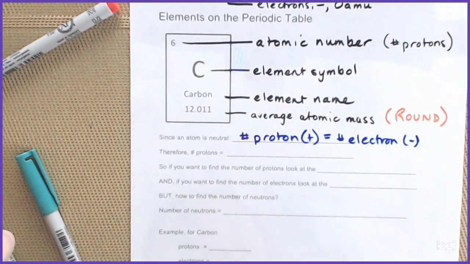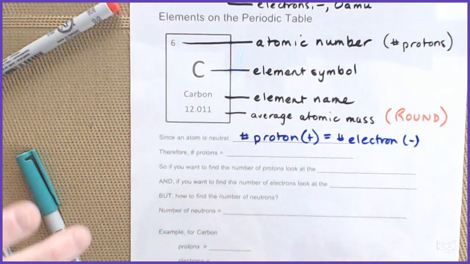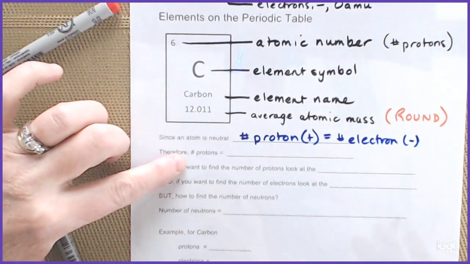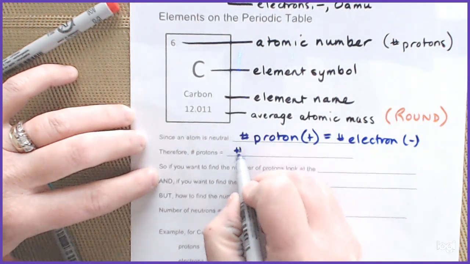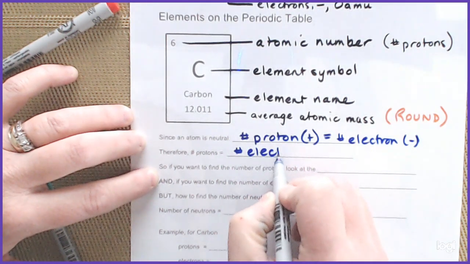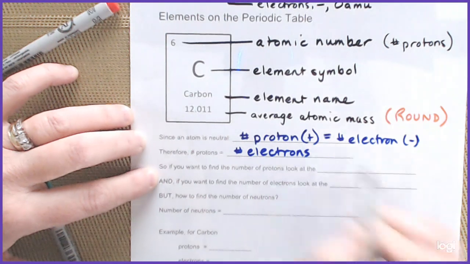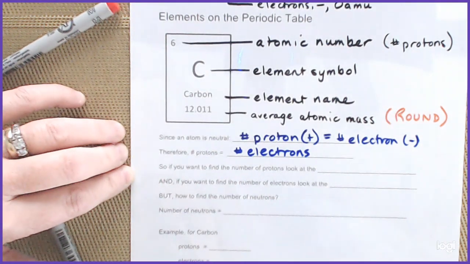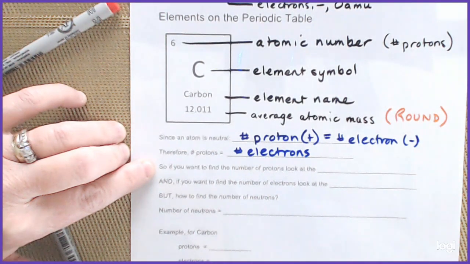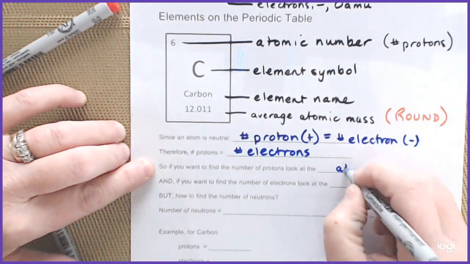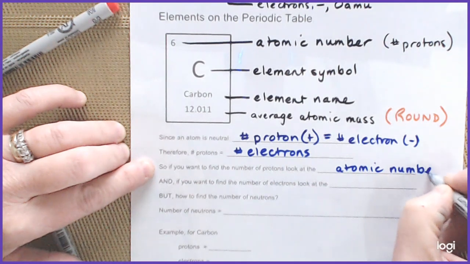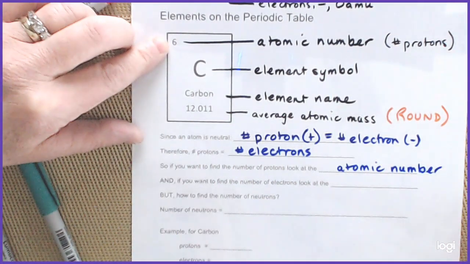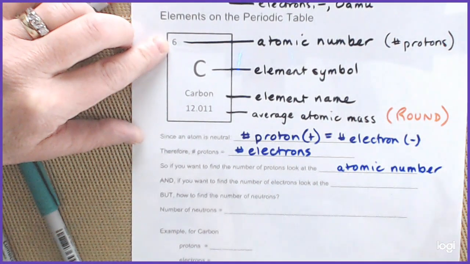So therefore, if we want to make a little rule here, we could say the number of protons in a neutral atom is equal to the number of electrons. So if you want to find your number of protons, we're going to look at the atomic number. That's up here. So for carbon, the number of protons is going to be 6 because its atomic number is 6.